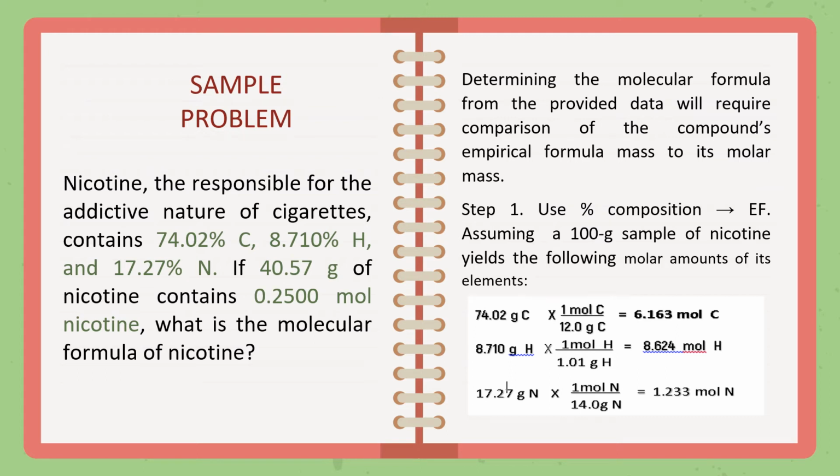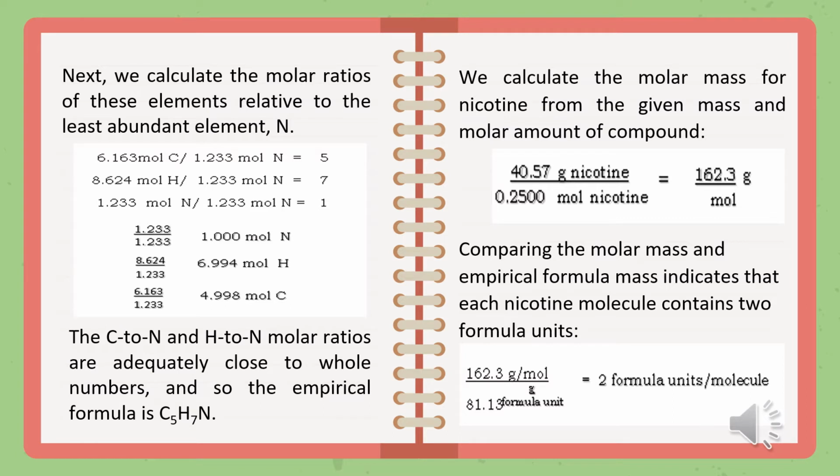1 is equal to 8.624 mole hydrogen. 17.27 gram nitrogen times 1 mole over 14.0 is equal to 1. Next step is to calculate the molar ratios of these elements relative to the least abundant element, and in this case it is nitrogen. The carbon to nitrogen and hydrogen to nitrogen molar ratios are adequately close to whole numbers, and so the empirical formula is C5H7N.